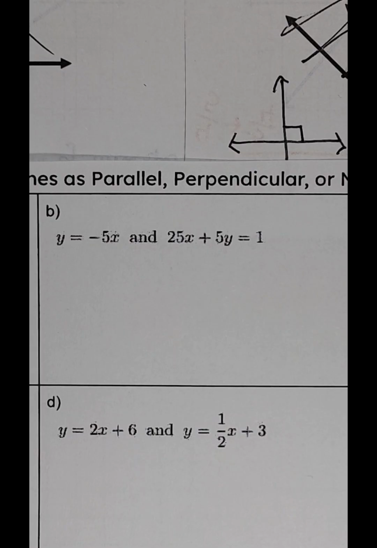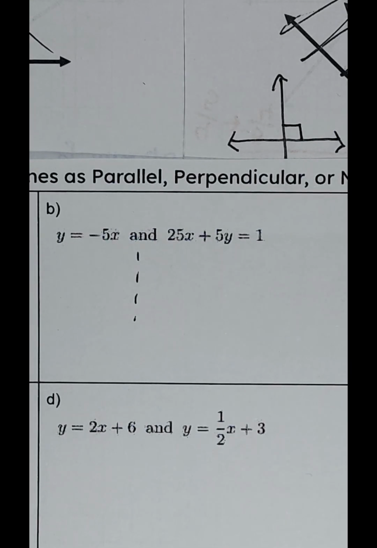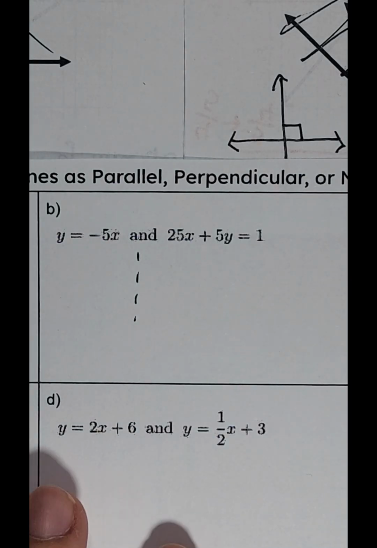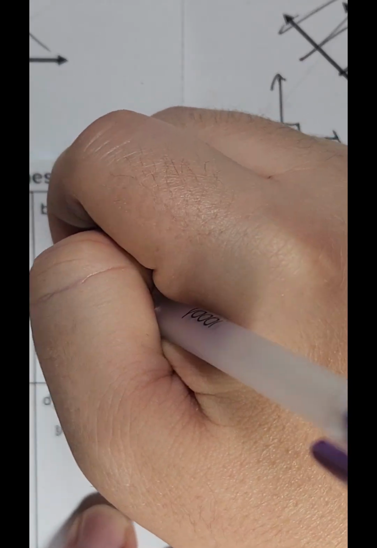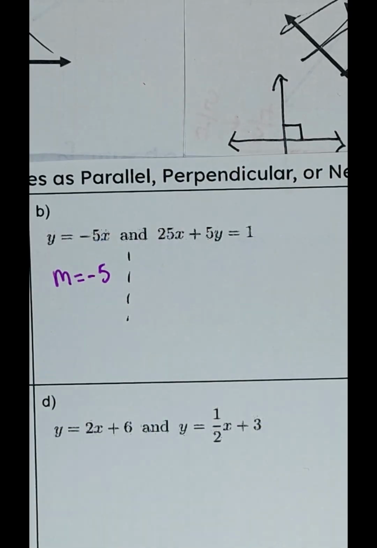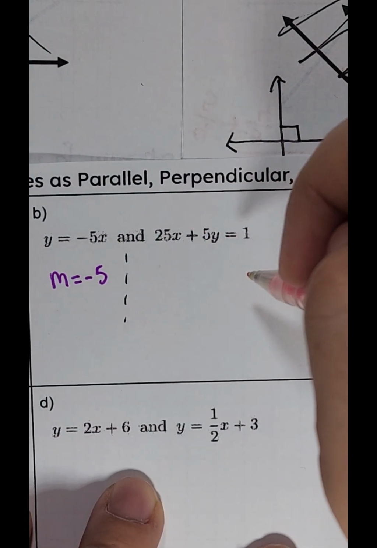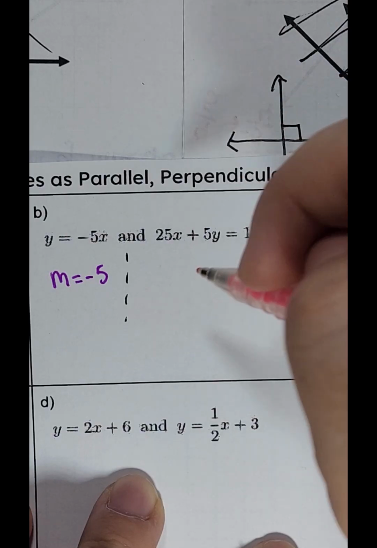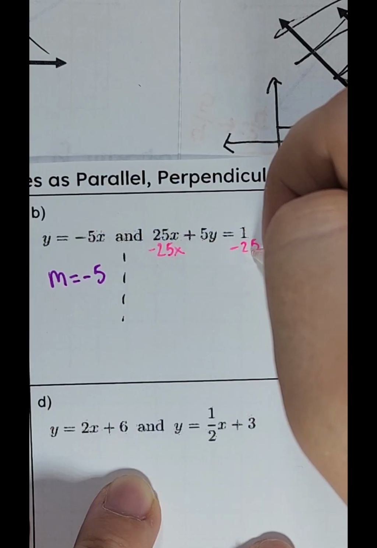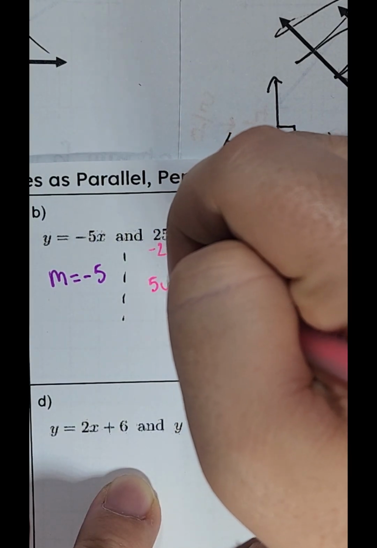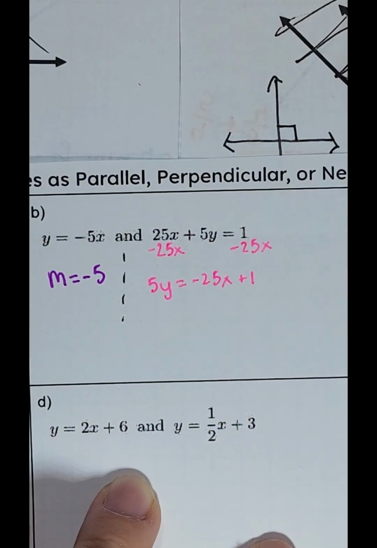So for part B, I'm again going to split our space here. I have negative 5x equals y on the left, which means slope is just negative 5. On the right, we're going to need to do a little bit of solving to get this into slope-intercept form. I'm going to start by subtracting 25x from each side. That gives me 5y equals negative 25x plus 1.